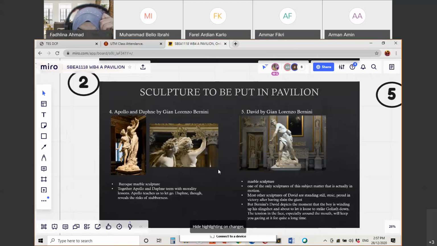We can see the tension on his face, especially around the mouth, which will keep you gazing at it for quite a long time. So these are the five sculptures that I choose to put in my pavilion.